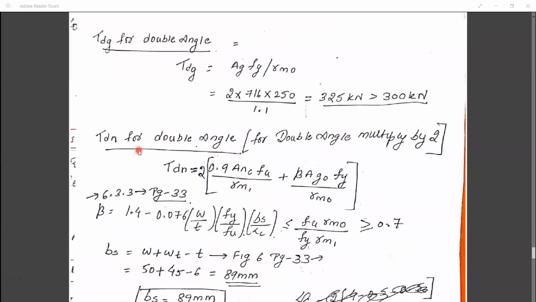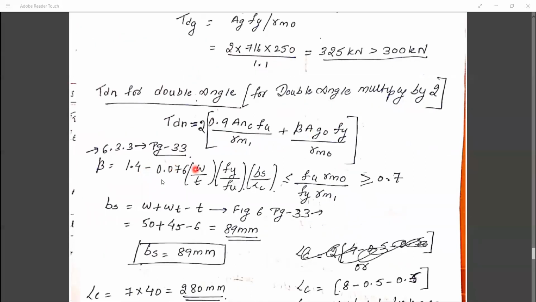Then TDN. TDN for double angle, you need to multiply by 2. See, page number 33, if you go, you will find this formula: 0.9 ANC Fu by gamma m1 plus beta times of Ag naught Fu by gamma m naught. Whatever answer you get, you should multiply it by 2 because it is for double angle section.